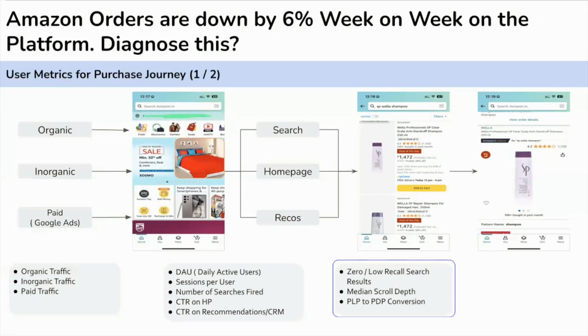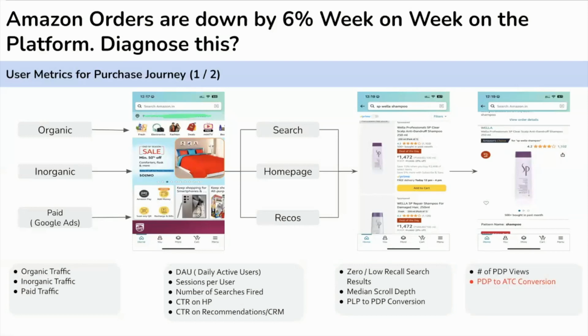But here everything is in check. We are not seeing any zero search result or low recall search result. We will also check the median scroll depth. That will tell how many people are scrolling on the PLP. What it will denote is whether people are finding the relevant selection on the PLP or not. Then we will check PLP to PDP conversion. That means how many people are moving forward in their journey, like moving forward to the product detail page. Let's assume that all these metrics are looking healthy. No major drop is coming here.